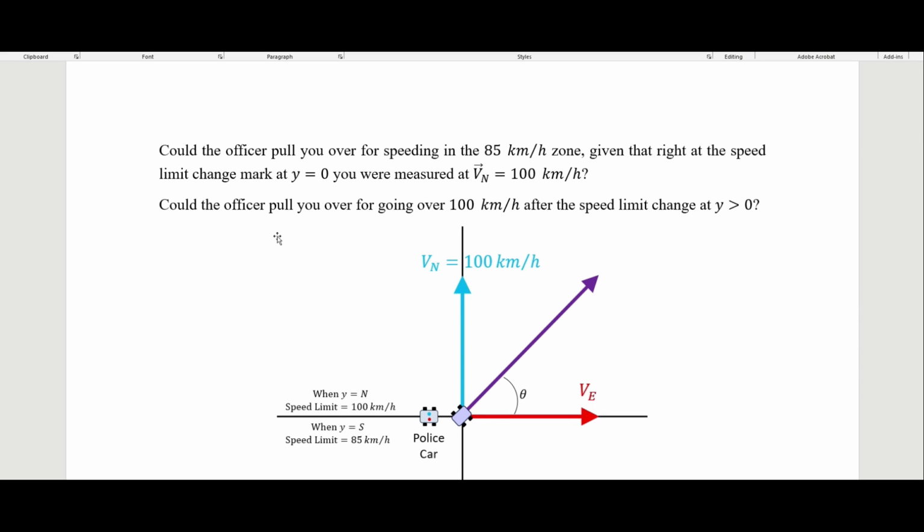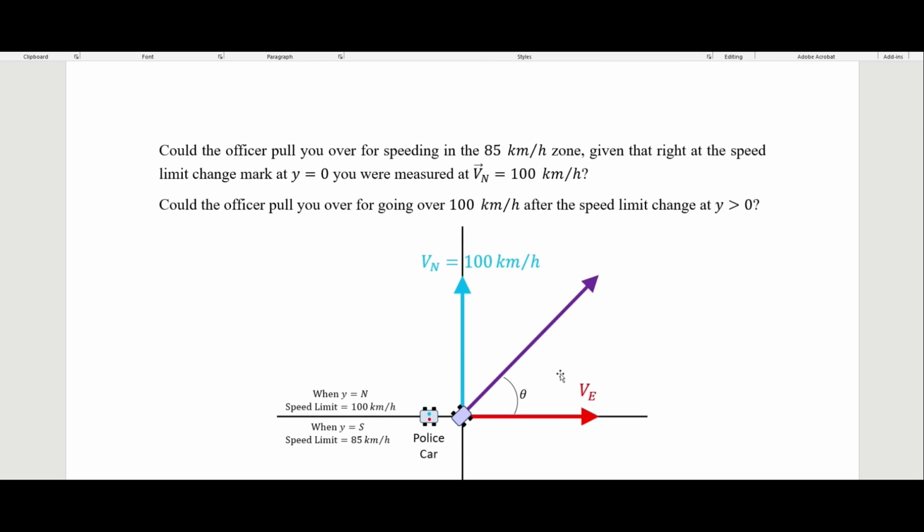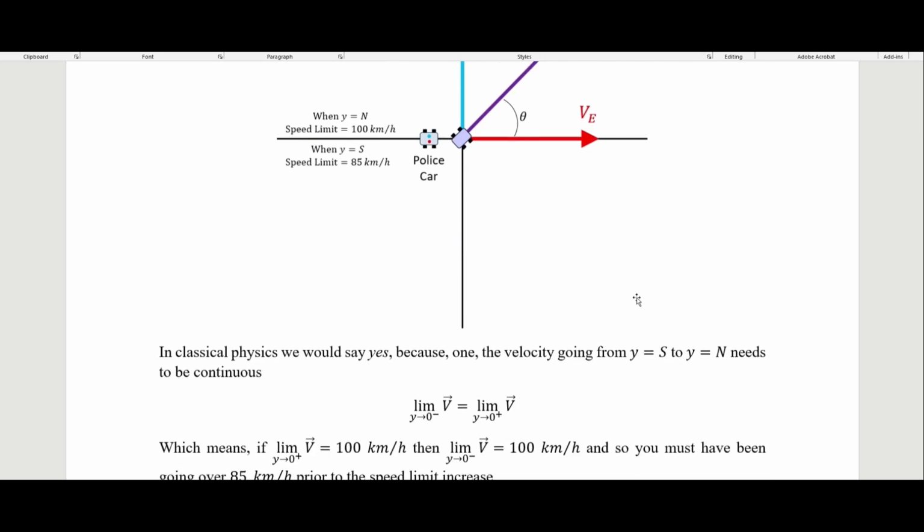Similarly, could the quantum officer pull you over for going over 100 kilometers per hour after the speed limit change, so in the north part? Because we are moving in the northeast direction and your northern component was 100 kilometers per hour, we would assume there's some non-zero eastward component. And so even in the northern part here, if we're thinking classically, we could think of you going over 100 kilometers per hour. So you're still breaking the speed limit here in the north part.